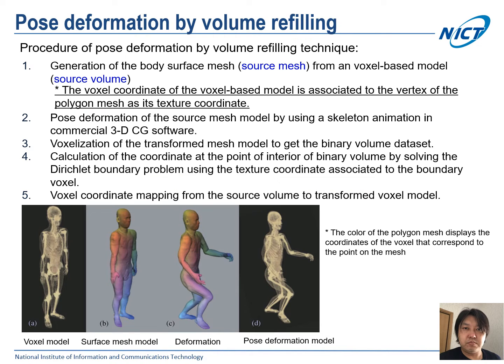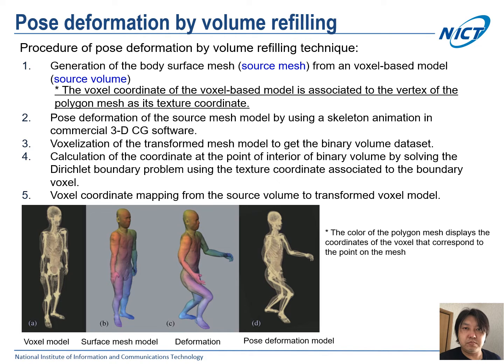So I will explain the pose deformation method by volume refilling. First, polygon mesh data of the body surface are generated based on the body surface contour of the voxel-based model. At the time, the voxel coordinate of the voxel-based model is associated to the vertex of the polygonal mesh as its texture coordinate.